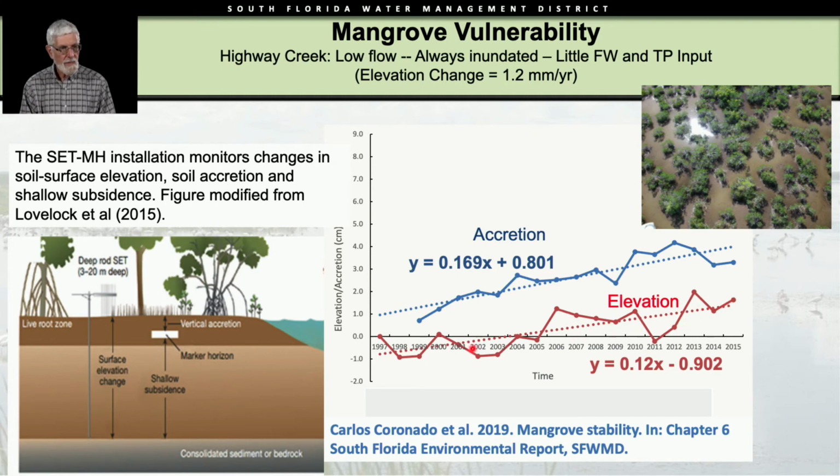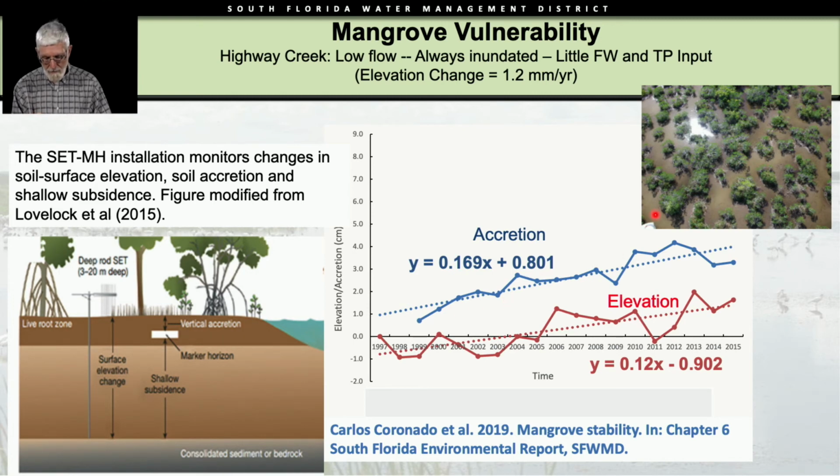There's been a fair amount of deposition on top, greater than the actual elevation change, but it's not sticking around, it's decomposing, it's not being incorporated into the soil, because these scrub mangroves probably don't have a large root system.